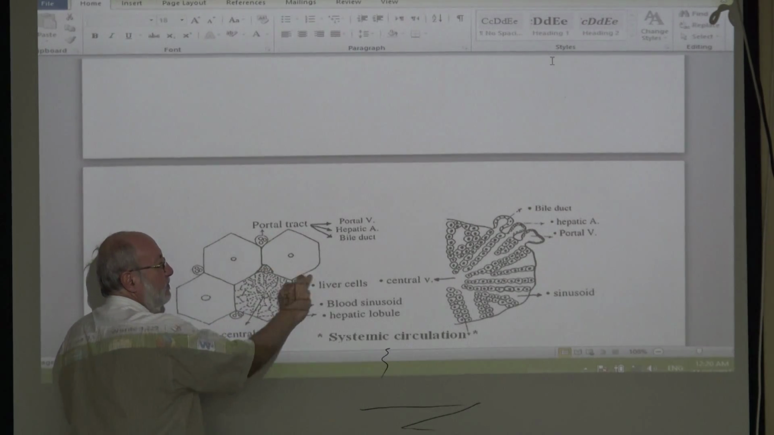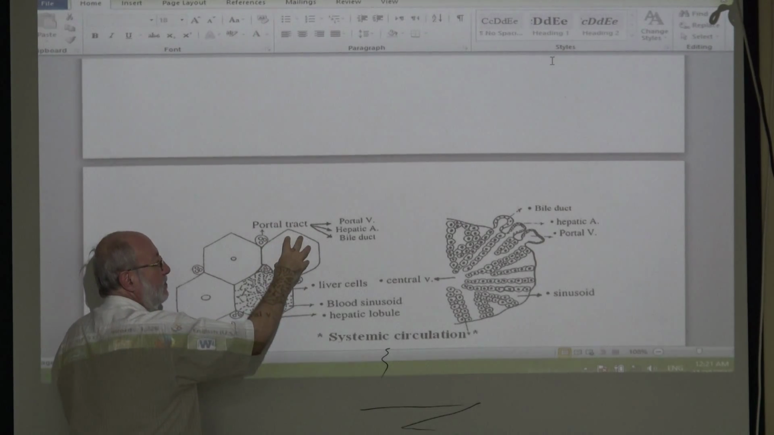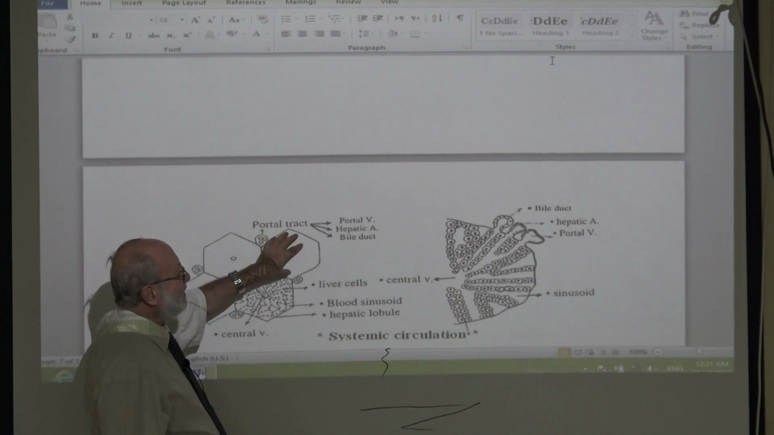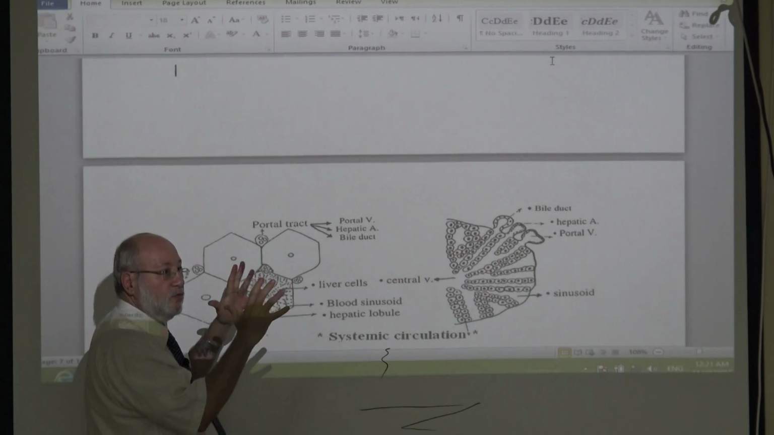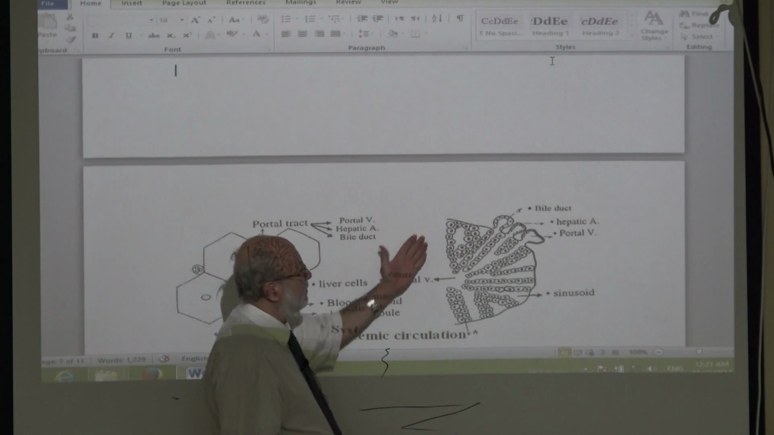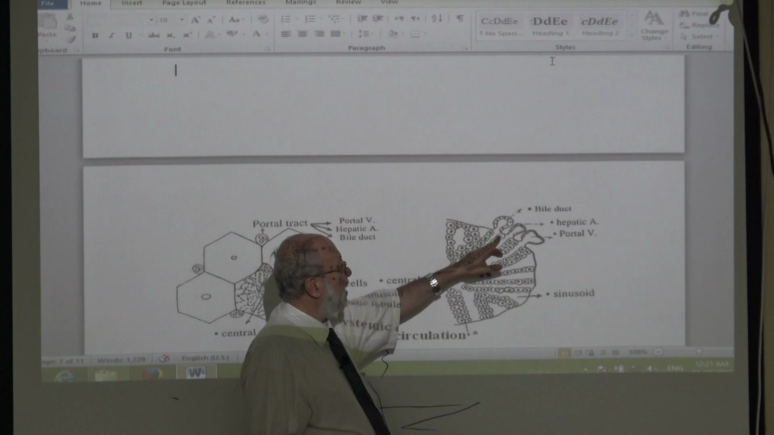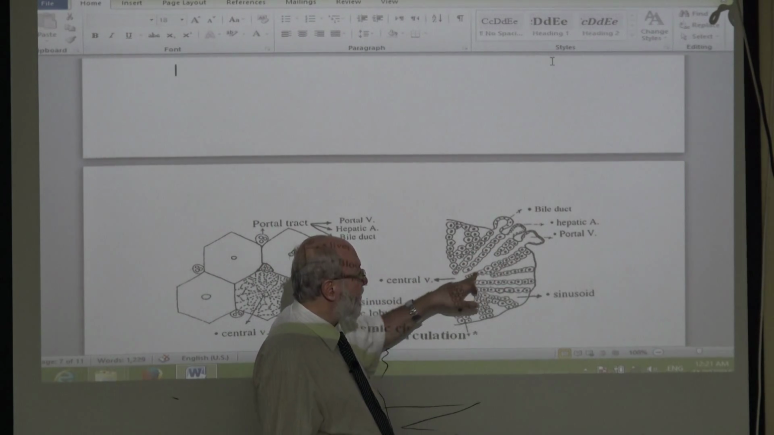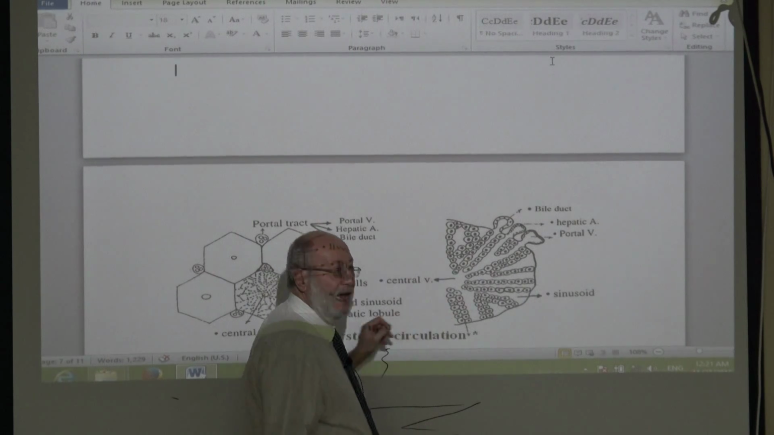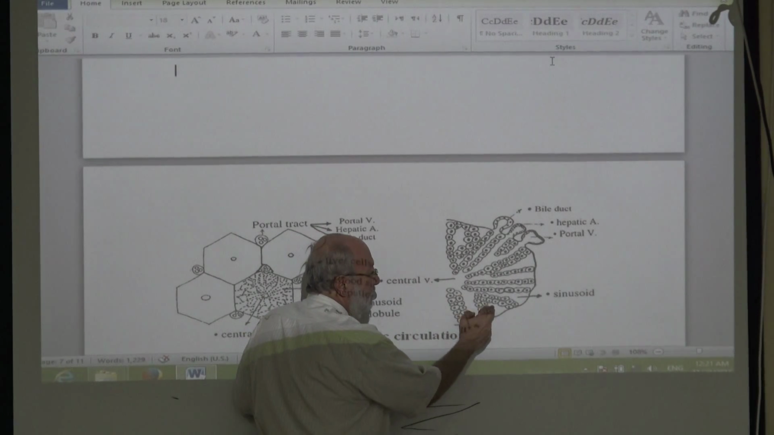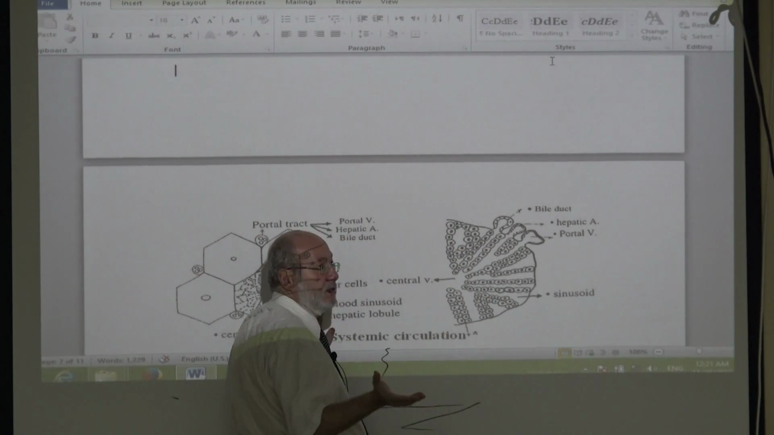The liver cells are arranged in this manner, which is called the hepatic lobule. When we magnify, the hepatocytes, the liver cells, are arranged in cords. In between the hepatocytes, there are blood spaces called sinusoids.